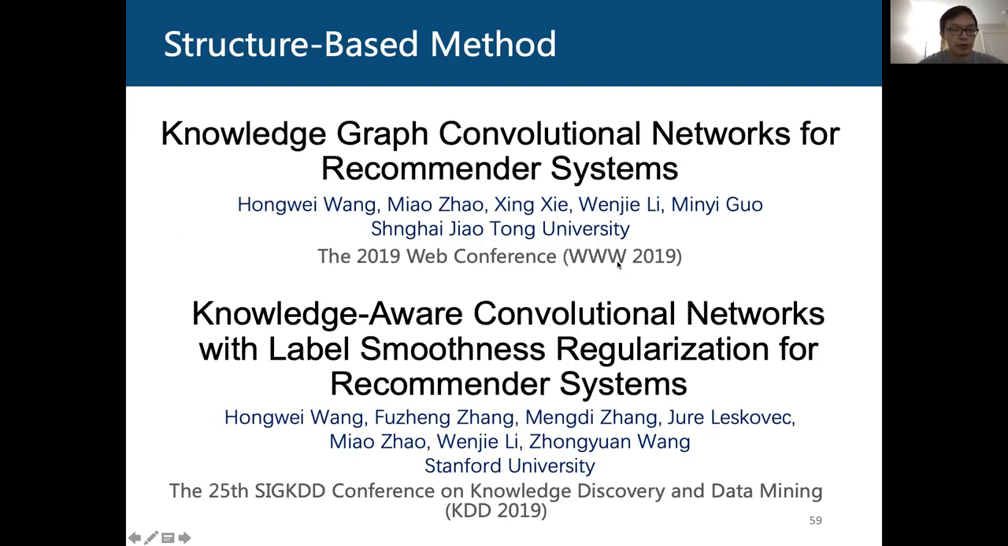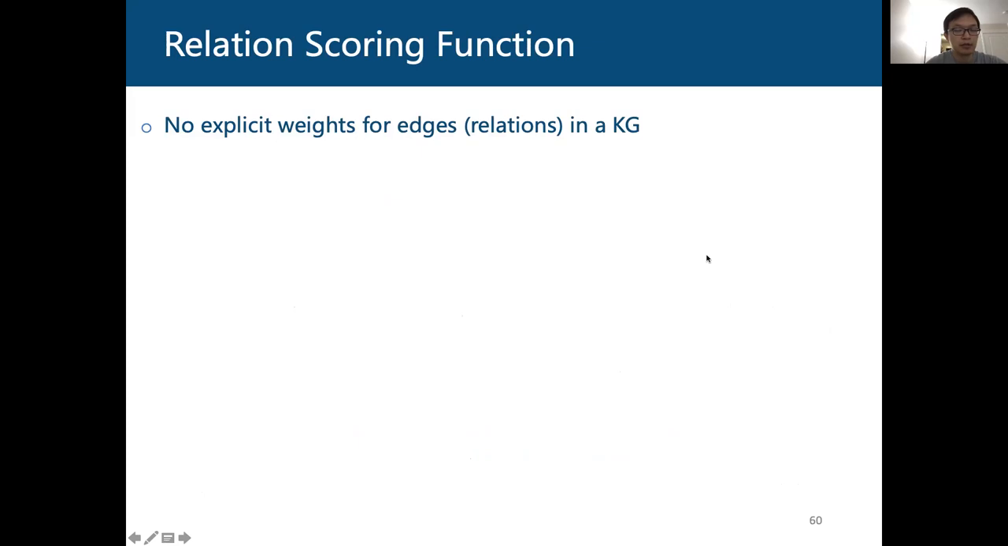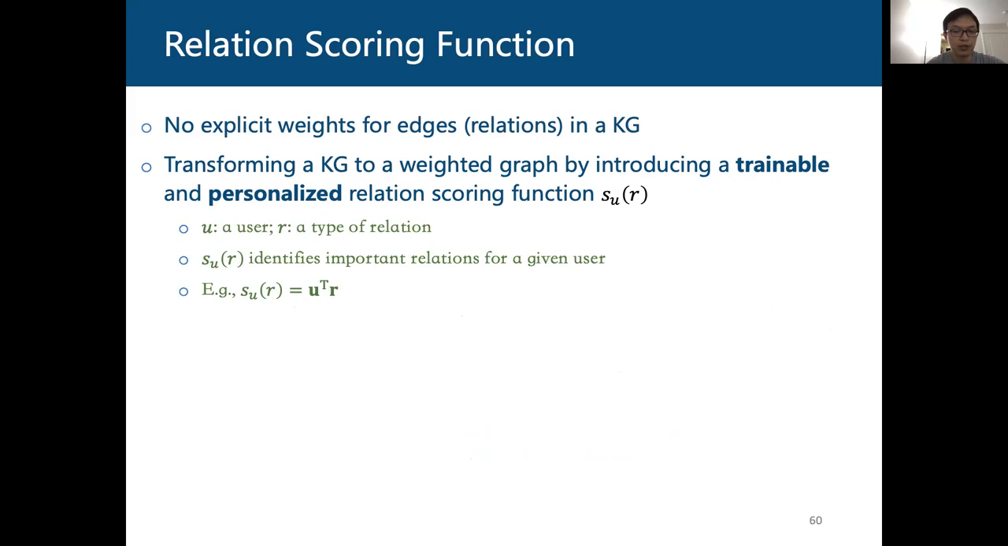So next I will introduce the structure-based method, which is based on our two papers published in WWW and KDD. Since the knowledge graph is a heterogeneous graph without explicit edge weights, the first step of our approach is to transform this knowledge graph into a weighted graph. So we introduce a user-specific relation scoring function, SUR, which takes the embedding of a user U and a relation R as input, and then outputs a score indicating the importance of this relation to this user.